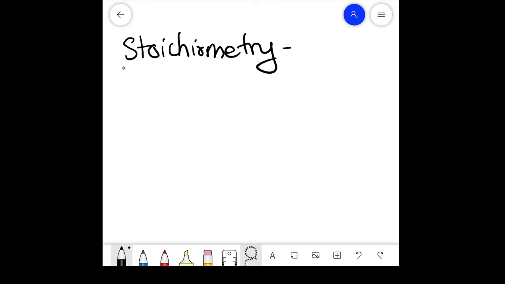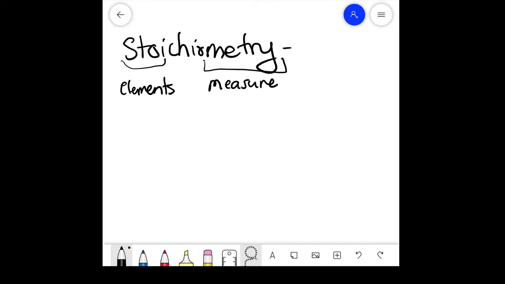So the first thing we're learning about in chemistry this semester is stoichiometry, which is a crazy word, which basically means, when you break it down to its root words, stoic means elements, and then metry, you probably all know, means measure. So it's basically measuring elements.